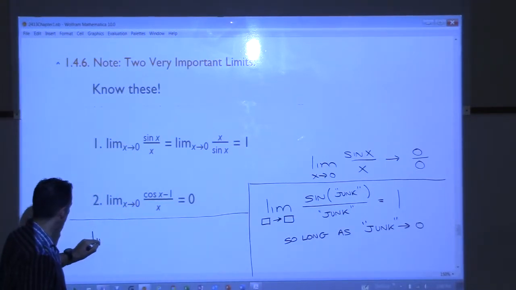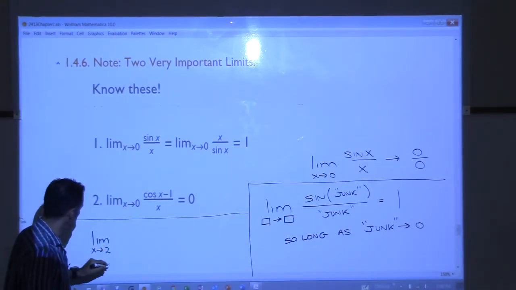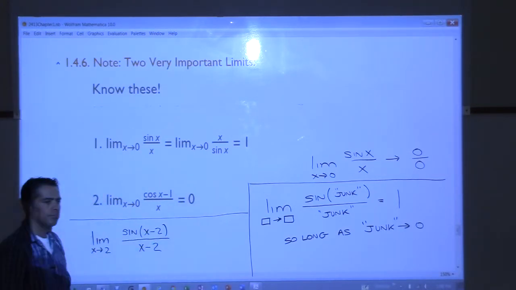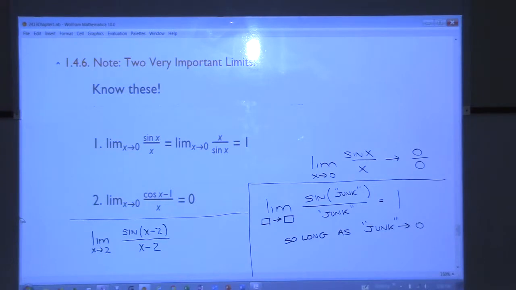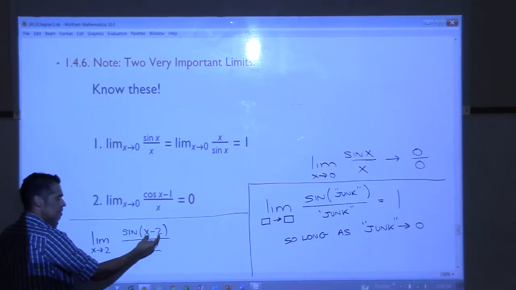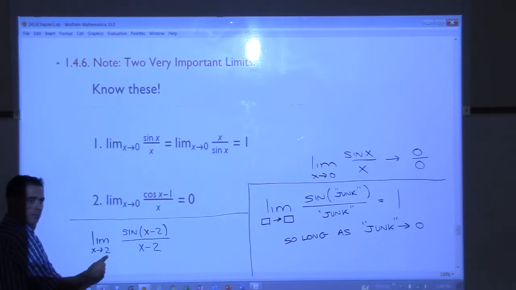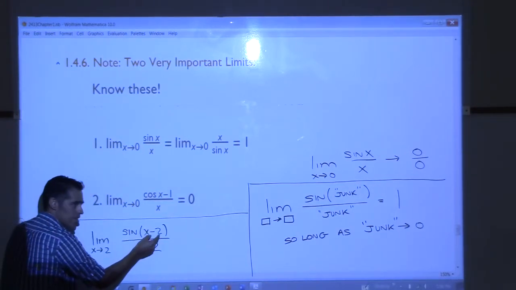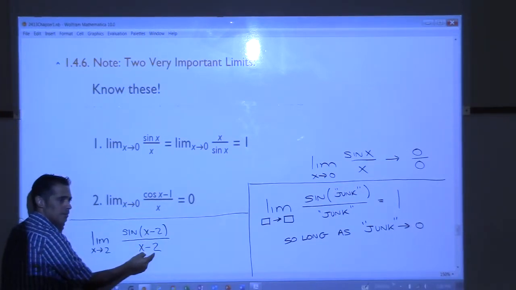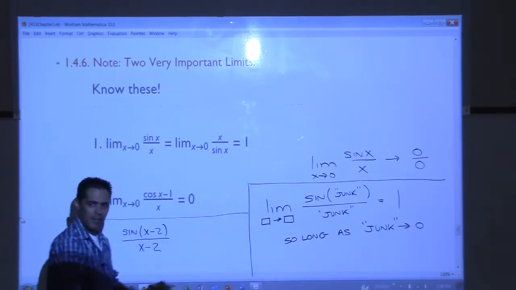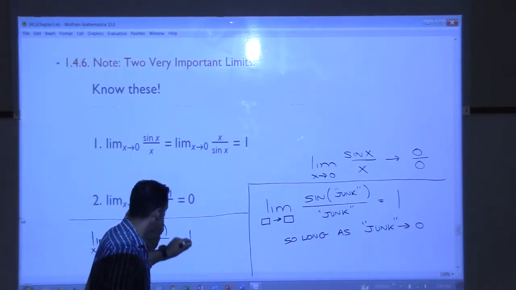Let's say I take the limit as x approaches 2 of sine of x minus 2 over x minus 2. The answer to that should be 1. The reason why is because you got sine of some junk, right? That junk right there is the same as that junk, right? And what happens as x approaches 2? This junk goes to 0, right? And that junk goes to 0. So it falls into this kind of model, yes? So the answer is 1. All right?